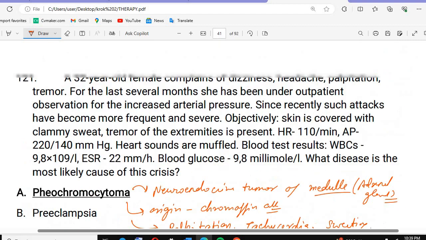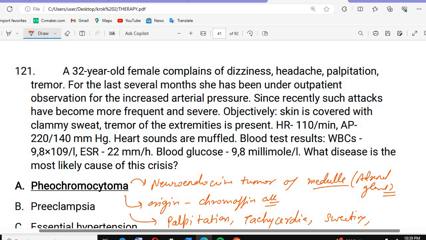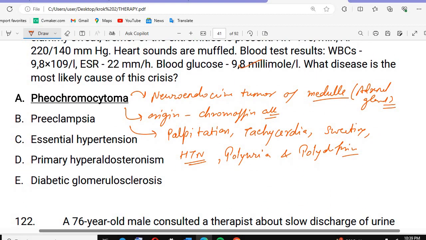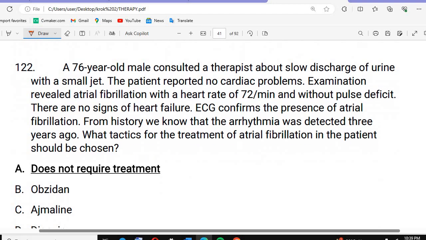This is the tumor of the adrenal medulla. So you see palpitations, tremors, and an increase in arterial pressure, and the WBC and blood glucose will be high. That is the disease most likely the cause: pheochromocytoma. The adrenal medulla releases the sympathetic system. So because this is a neuroendocrine tumor, the sympathetic activity will be increased in this condition.